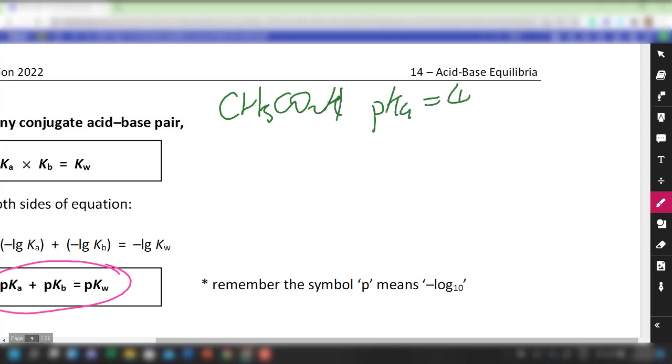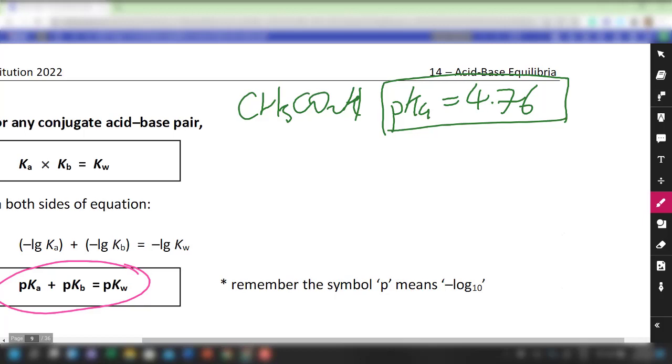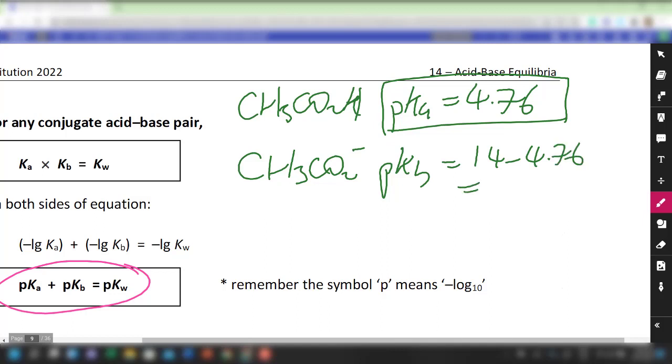Ethanoic acid's pKa is 4.76. If you are familiar with weak acids, this is one of them that you need to know off the top of your head. So pKa is 4.76. Then what about ethanoate? What is the pKb? If you truly understand this, you notice that it's simply 14 minus 4.76, so you are going to get 9.24.